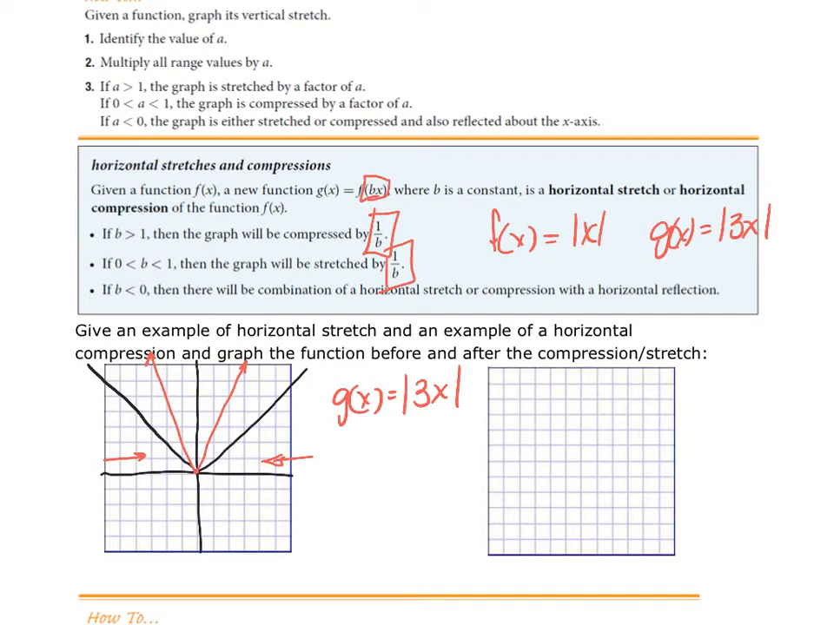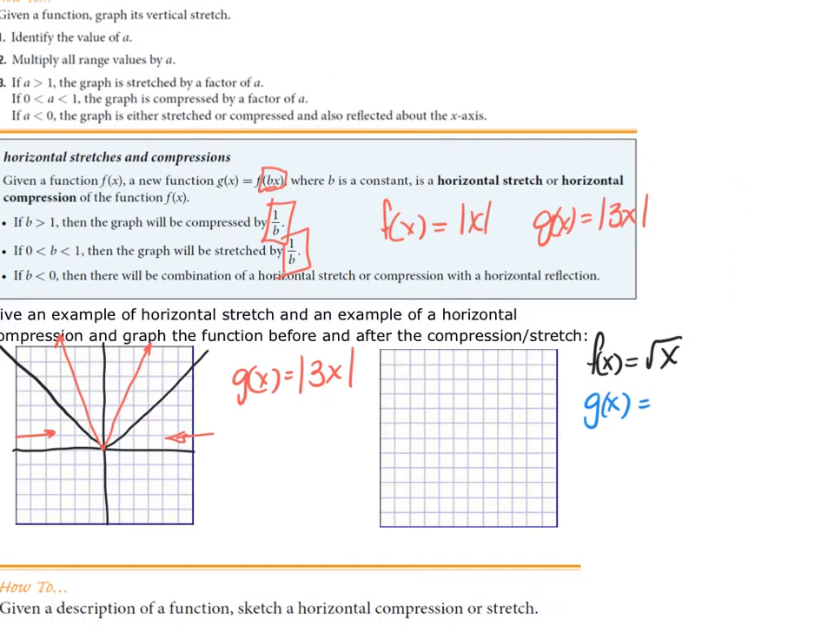Another example, if I said f of x is equal to the square root of x, and g of x is equal to the square root of 1/2 of x. So I would draw my square root. It goes through 0, 0, 1, 1, 4, 2, 9, 3, and etc. So that's what that would look like.